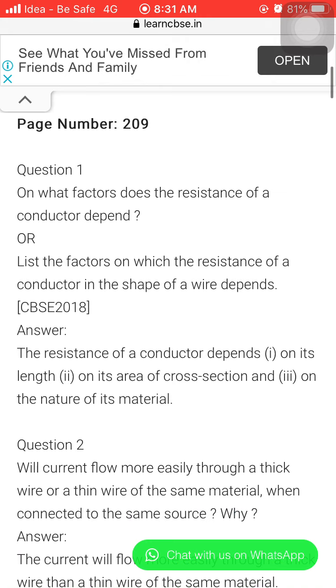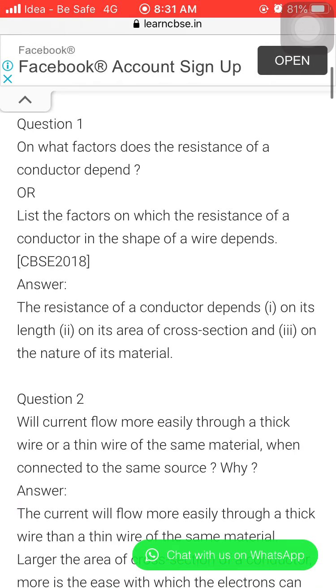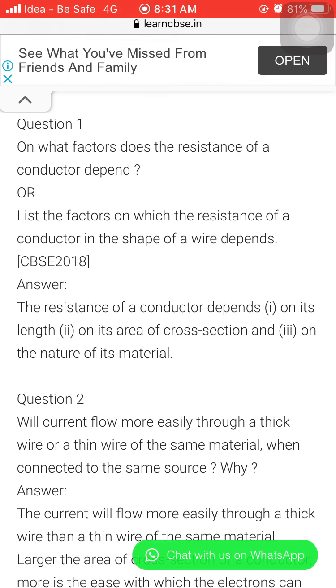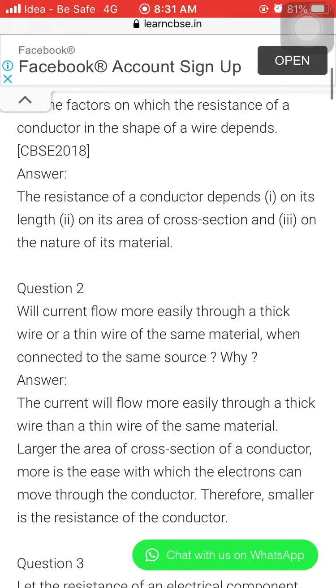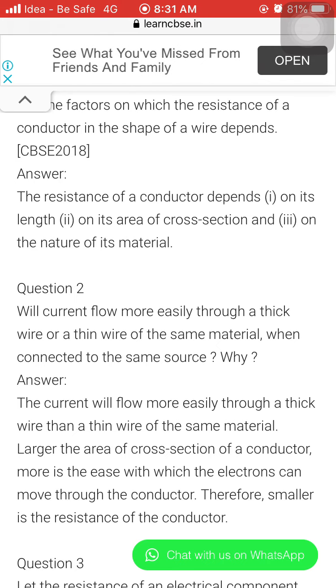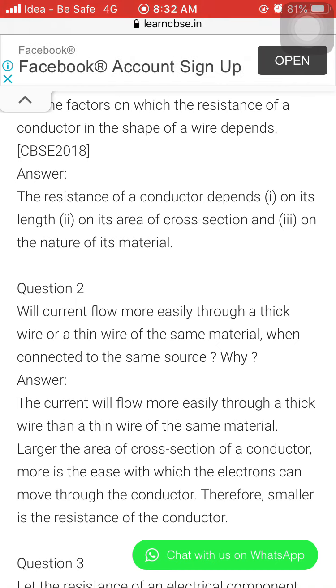Now next question we have on page number 209, that is, on what factors does the resistance of a conductor depend, or list the factors on which the resistance of a conductor in the shape of a wire depends. So here the answer would be, the resistance of a conductor depends on its length, on its area of cross section, and on the nature of its material. So this already we have seen, R is equal to rho L upon A, that formula also you can mention here.